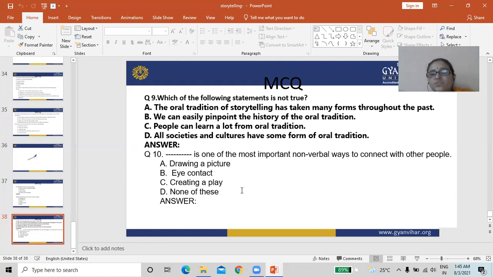Next MCQ. Storytelling is one of the most important non-verbal ways to connect with other pupils. Option A, drawing a picture. Option B, eye contact. Option C, creating a play. Option D, none of these. Choose the appropriate answer and send your answer in my comment box.